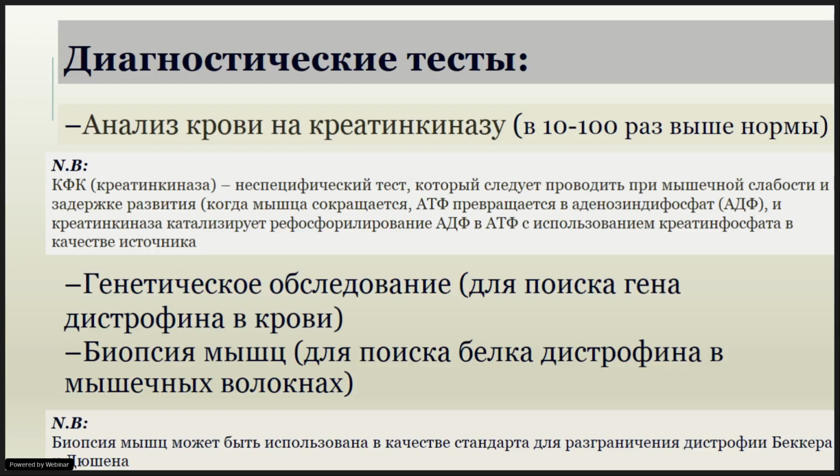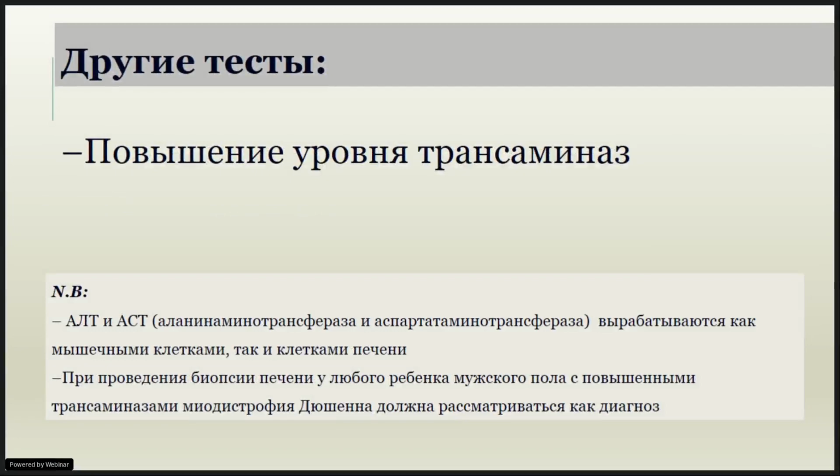Okay. The other test that could be done in case of Duchenne muscle dystrophy is the liver transaminase. ALT and AST are enzymes produced by the liver and the muscles, and they are highly increased in Duchenne muscle dystrophy. So as a rule, in any male patient, before going to liver biopsy, when there is increased transaminase, you have to rule out Duchenne muscle dystrophy.